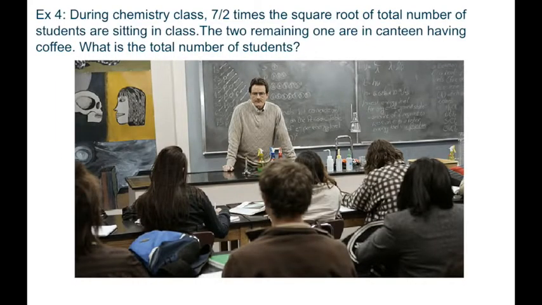Okay, next question is, during a chemistry class, 7 by 2 times the square root of the total number of students are sitting in class. The 2 remaining are in the canteen having coffee. Okay, what is the total number of students? Let's say the total number of students is x, right? So using the given conditions, students in class is 7 by 2.